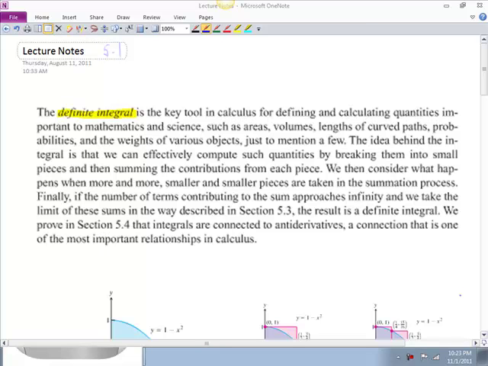Section 5.1, we are really going to get into what the definite integral is. It's a really important tool in calculus for defining and calculating quantities that are important, such as areas, volumes, lengths of curves, different things like that, that we typically would not have a formula to do. The idea behind the integral is that we compute quantities by breaking them into small pieces, and then we add them up. And so we then consider what happens when more and more smaller pieces are taken.